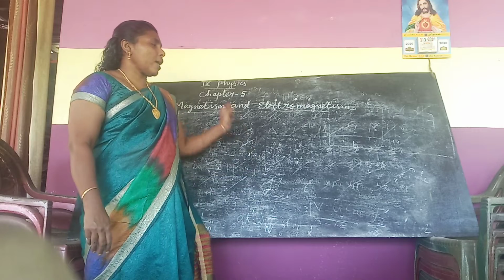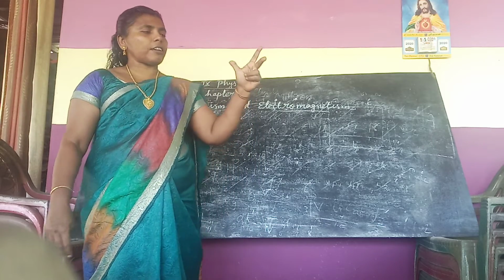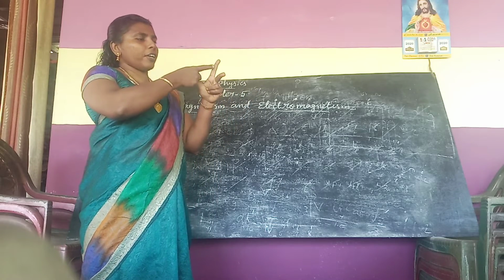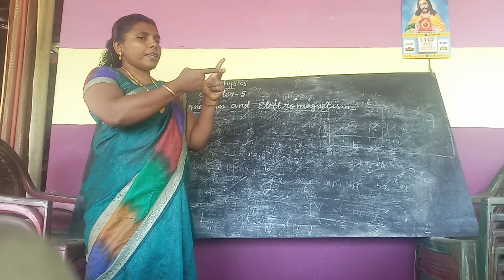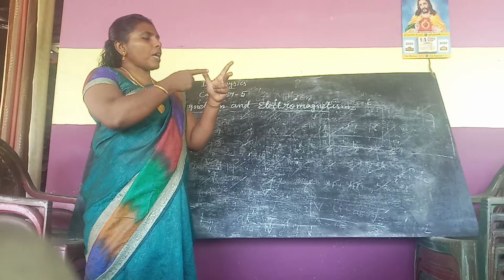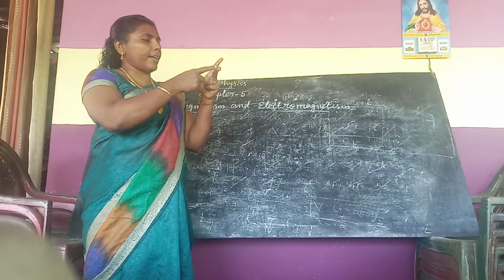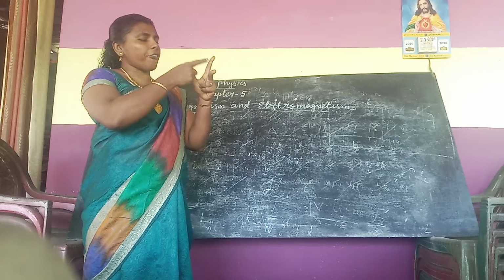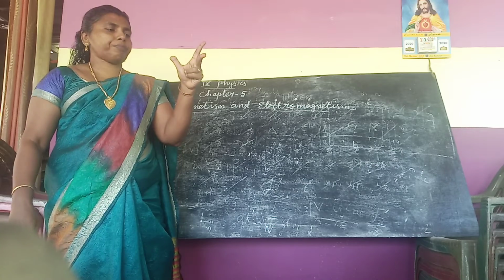Okay, once again I am repeating Fleming's left hand rule. Stretch three fingers. What are the fingers? Thumb, second finger and middle finger. You can say forefinger or second finger and middle finger. The middle finger indicates the direction of current, the second finger indicates the direction of magnetic field, and the thumb indicates the direction of motion of a conductor.